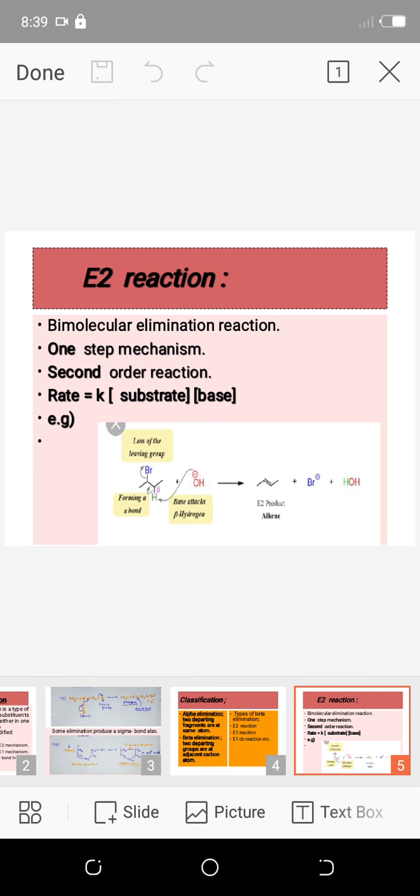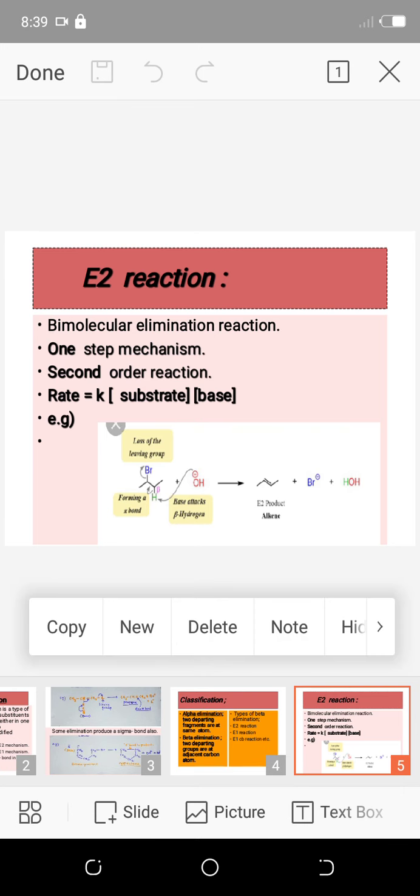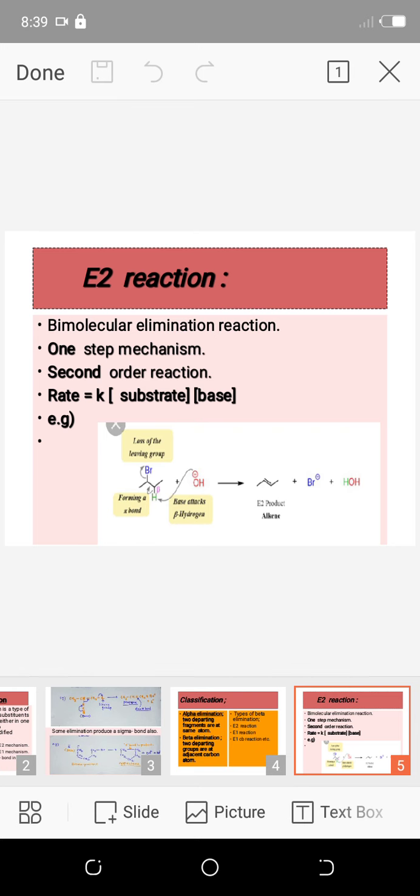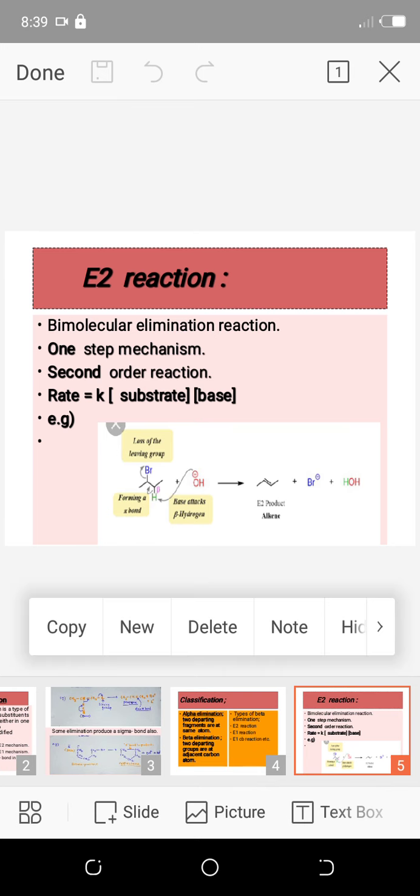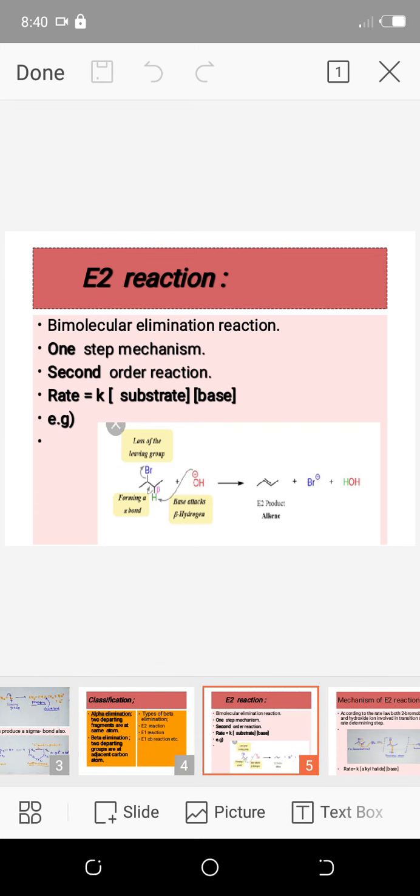When OH negative, that is the hydroxide ion, attacks on this beta hydrogen, this beta hydrogen will be removed with this base, that is OH, as HOH, and this sigma bond will shift between these two carbon atoms, and there is a formation of a pi bond, and this bromine will be removed as Br negative, because the electron density of this carbon bearing bromine increases, and therefore we get the formation of butene in the product plus two small fragments, Br negative and HOH.